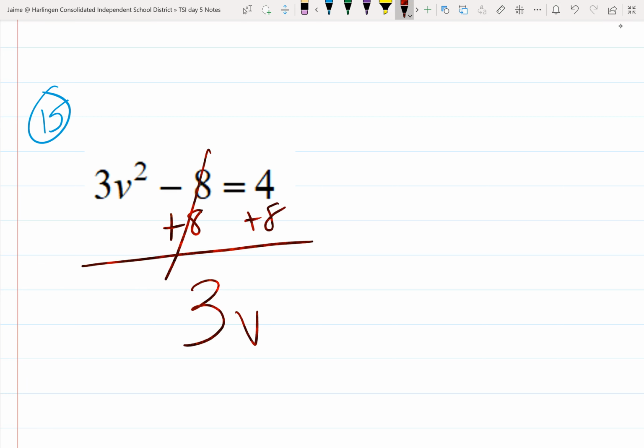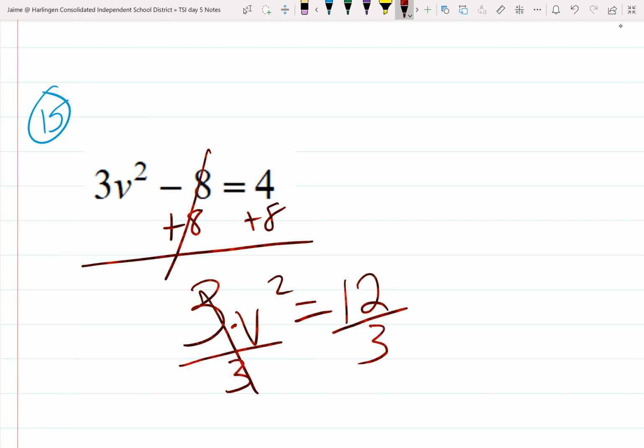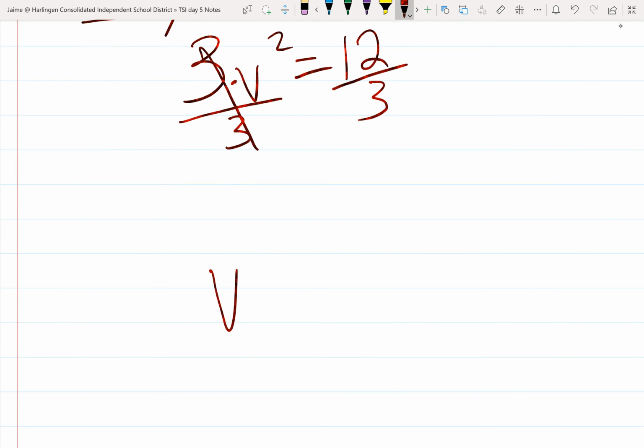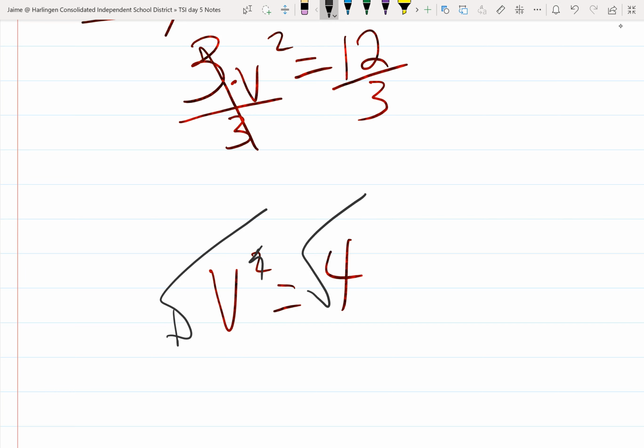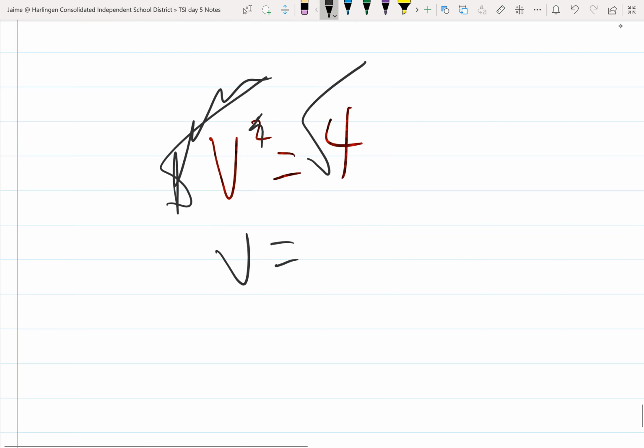Cancels. 3v squared is equal to 8 plus 4 will give us 12. Divide by the 3. V squared is equal to 4. Get rid of the squared, and that means you take the square root of both sides. So this 2 and this cancel. So v is equal to the square root of 4. The square root of 4 is 2 and negative 2.